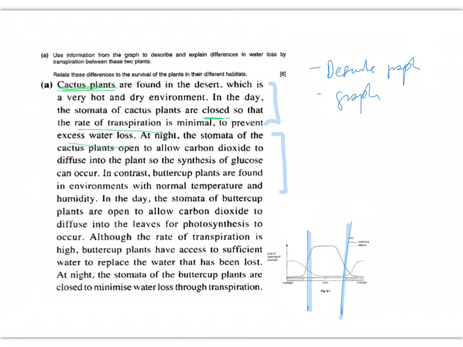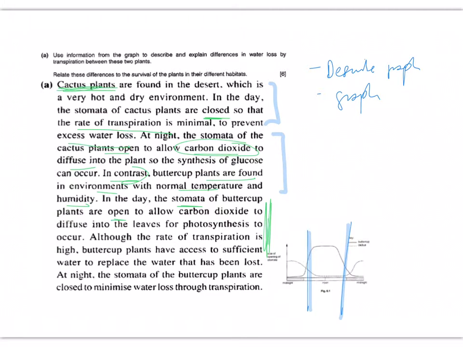At night, it opens to allow carbon dioxide in, and so-called water, but let's be concerned with the gas, to diffuse into the plant so that glucose can be synthesized by photosynthesis. In contrast, so there are words of comparison, plants are found in an environment with normal temperature and humidity. So in the day, the stomata of the buttercup open. Okay, so this is normal for the other plant.